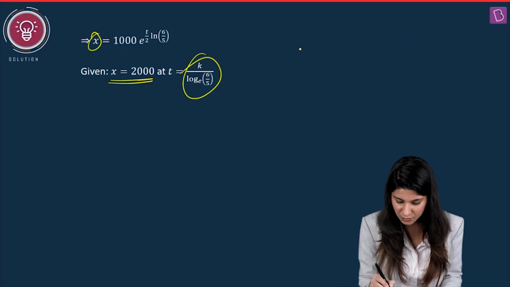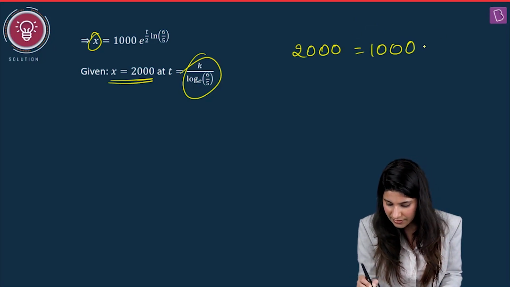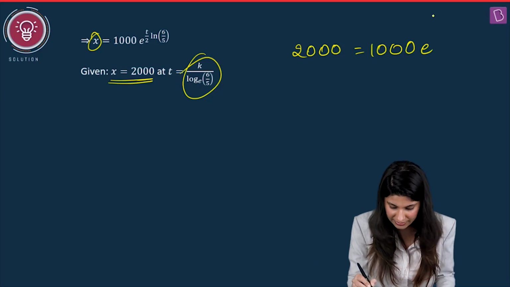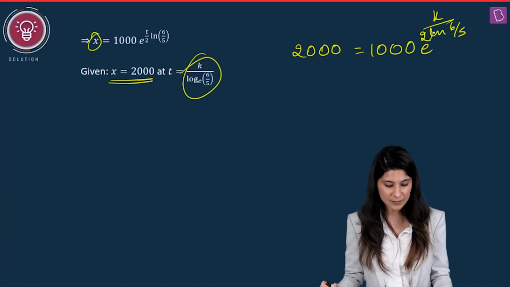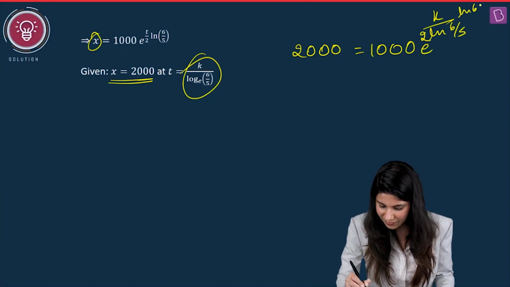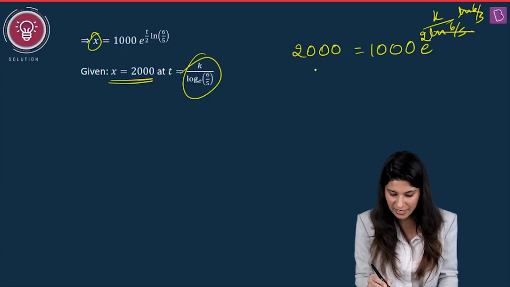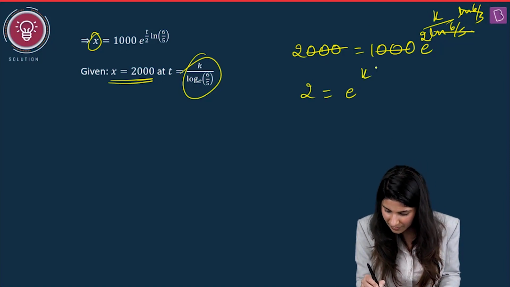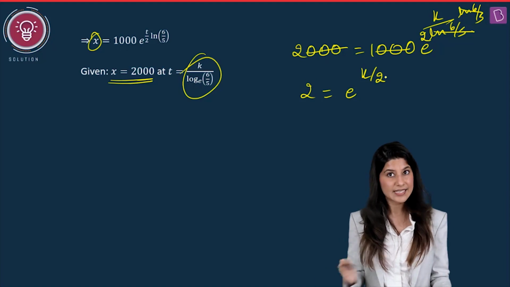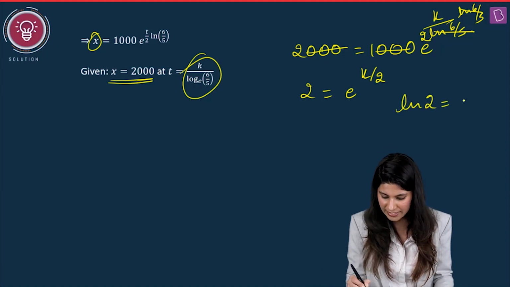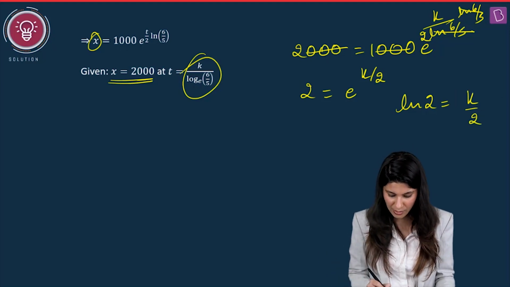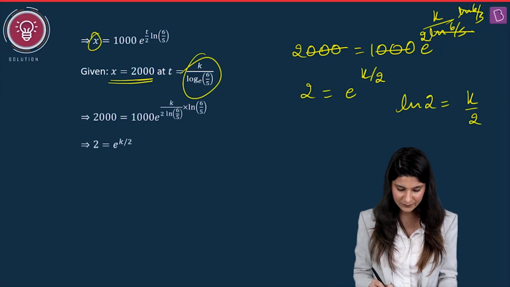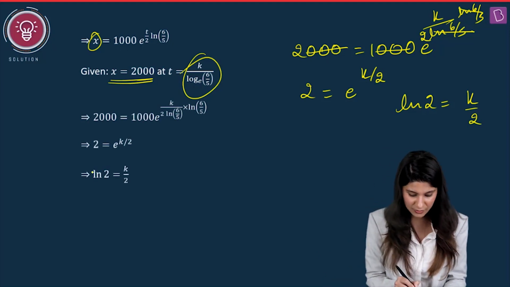What is t over here? So 2000 equals 1000 e raised to the power t by 2 ln 6 by 5, where t is k by log 6 by 5. We have a 2 in the denominator, and then we have ln 6 by 5 as well. So these two terms are gone, and we can cancel out these three zeros. 2 equals e raised to the power k by 2. Let's take logarithm on both the sides. ln 2 equals ln e raised to the power k by 2. So that would be k by 2. 2 ln 2 is the value of k. Yes, the value of k is 2 ln 2.